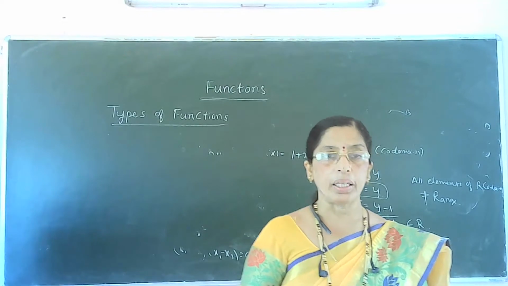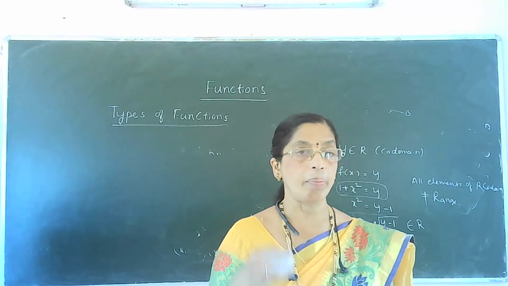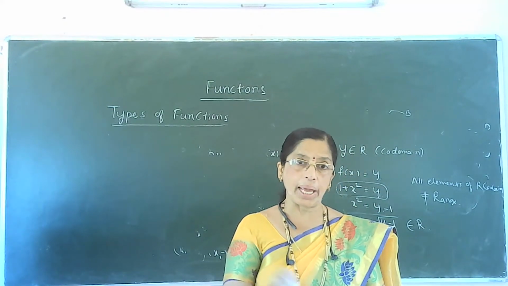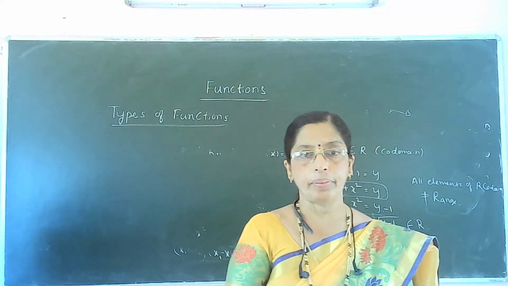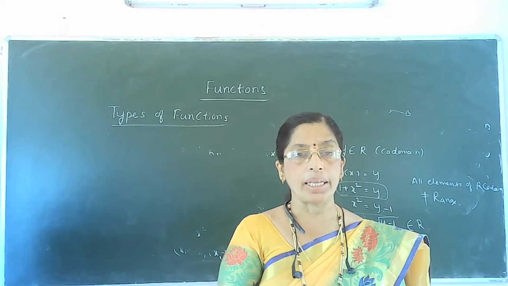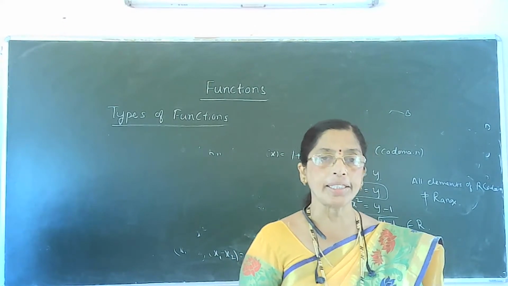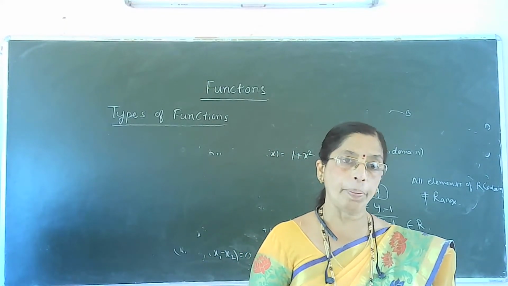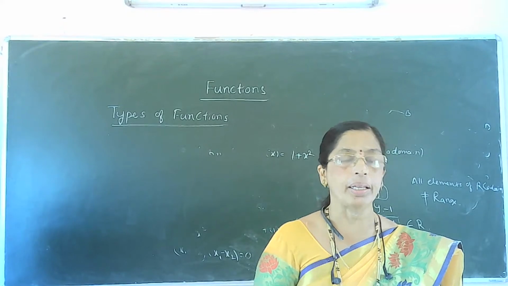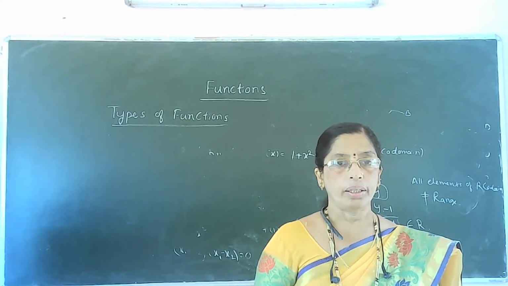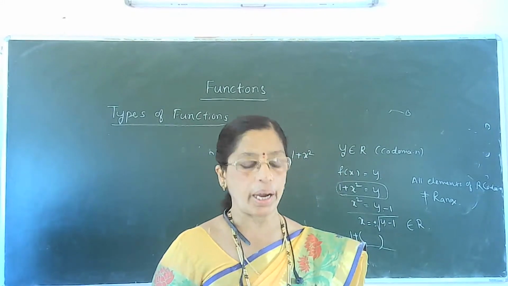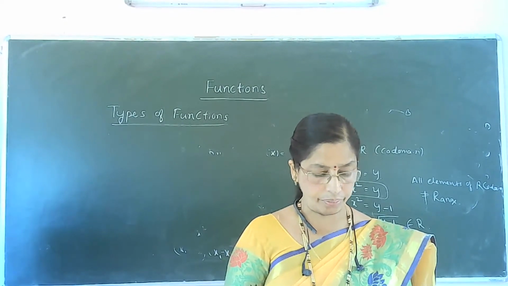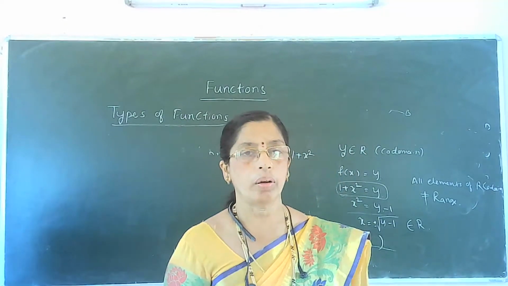To check the onto function, you take any element y belonging to the codomain and find the respective x in the domain. Does it exist or not? If you can't find it, check whether the range is equal to the codomain or not. If the range is equal to the codomain of the function, then the function is onto. Thereby you check the one-one function and onto function and find whether it is bijective or not.